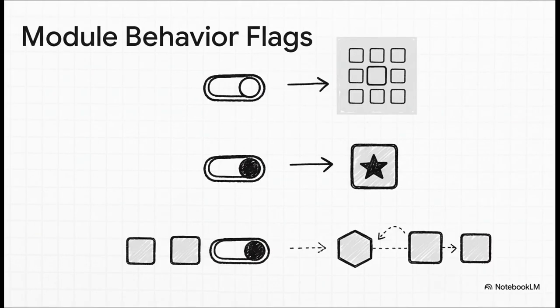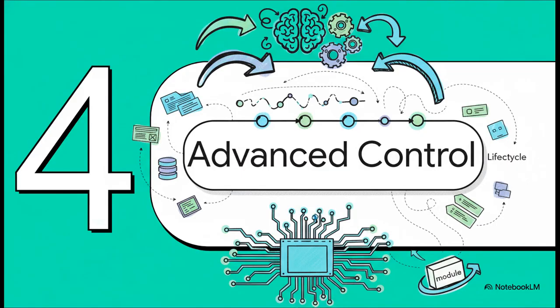Then we have these simple Boolean flags that control installation behavior. Installable just decides if it shows up on the app list. Application makes it a top-level app. And auto_install. This one is really clever. It's perfect for what we call glue modules. Let's say you write a module that connects your CRM to your project app. You set auto_install to true, and it just sits there until the moment both CRM and project are installed. Then, boom, it installs itself automatically. No manual steps needed.